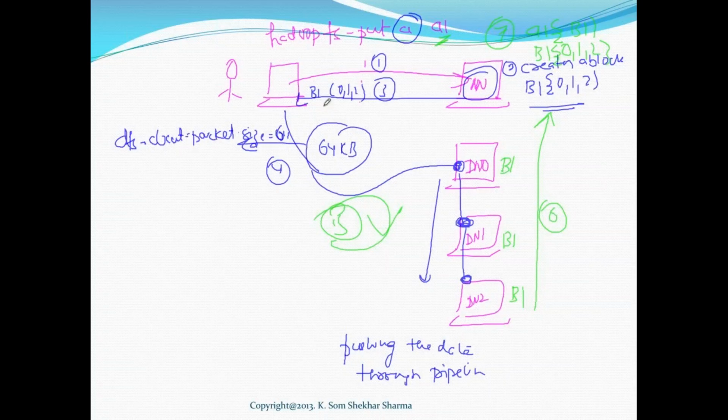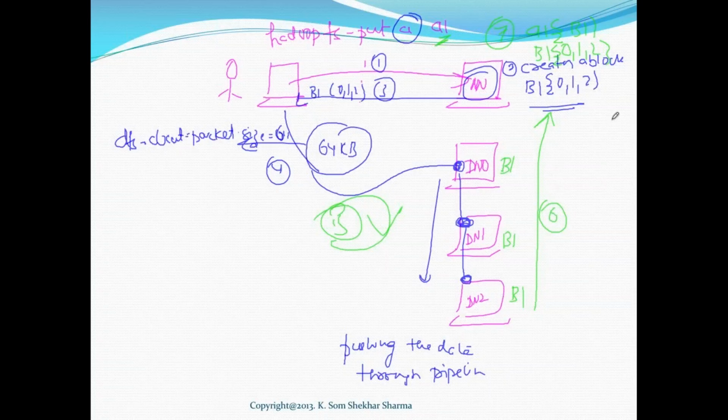Name node will give him a block ID and the list of the data nodes. He will start reading the 64 KB of data and put that data into the first data node. That first data node will push to the second data node. The second data node will push to the third data node. That is known as pushing the data through the pipeline, and this process will continue till the block is completed.